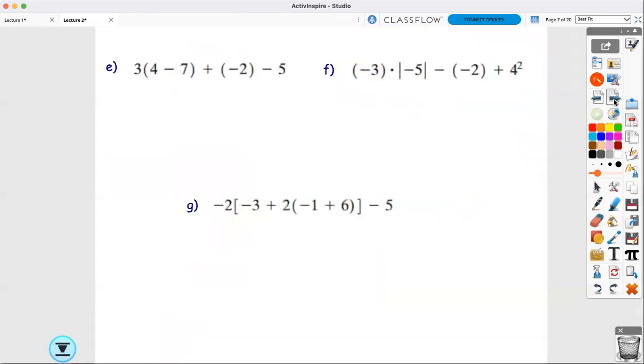All right, let's keep going. We have three more example problems, E, F, and G. I'm going to give you guys 2 minutes to set them up in your notebook before I begin E, okay? 2 minutes before I jump into E.